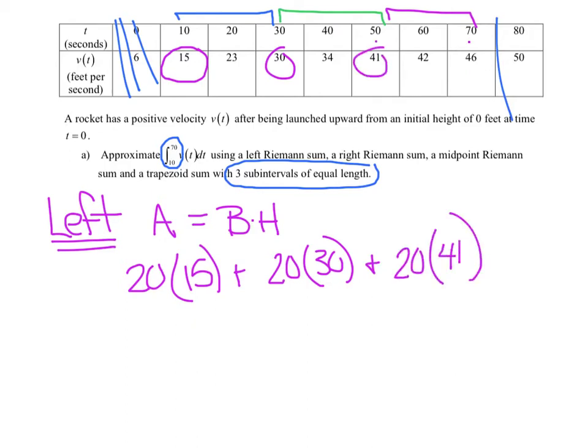All right, we'll do a little plug and chug, we'll get our answer, not too worried about that. I'm going to move on to the next one. Let's do a right-hand Riemann sum. All right, so again, I'm saying my area is base times height.